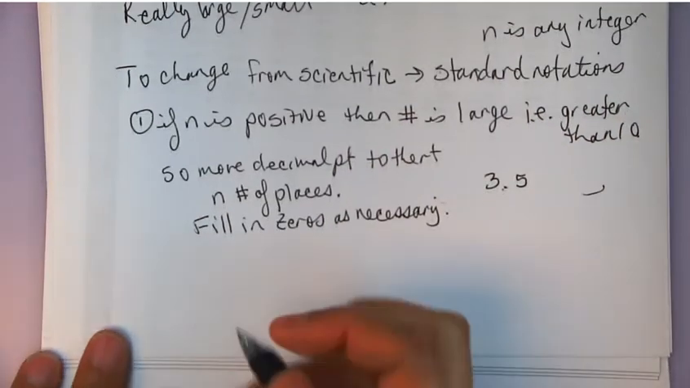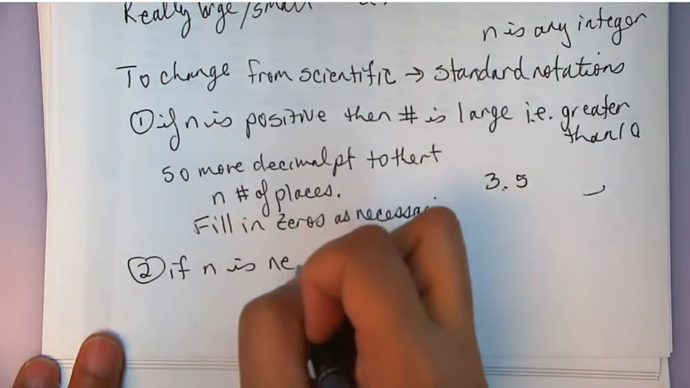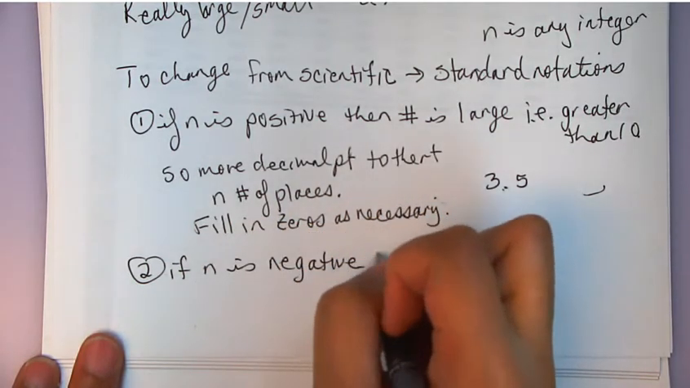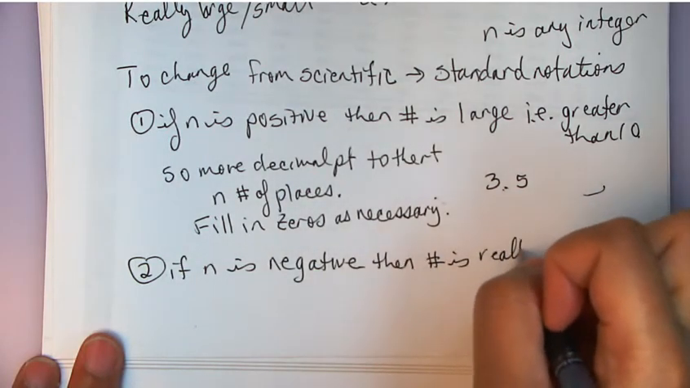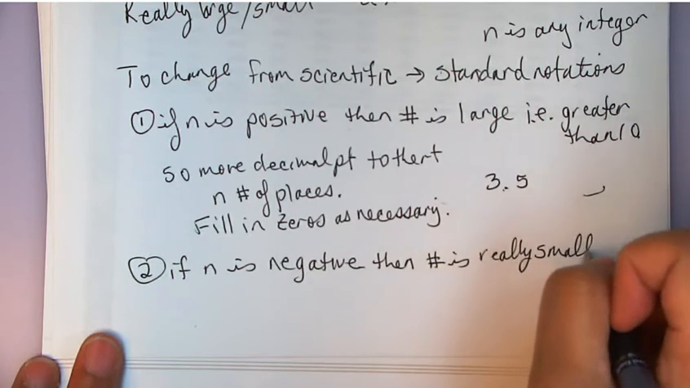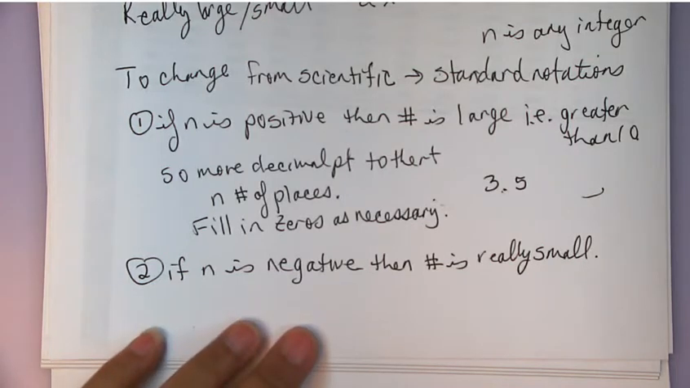Number 2, if n is negative, then the number is really small. We're talking about numbers like 0.0005, something like 0.000000000052. Something infinitesimally small, something that I need a microscope or some stronger form to be able to view, like the size of an atom and stuff like that.